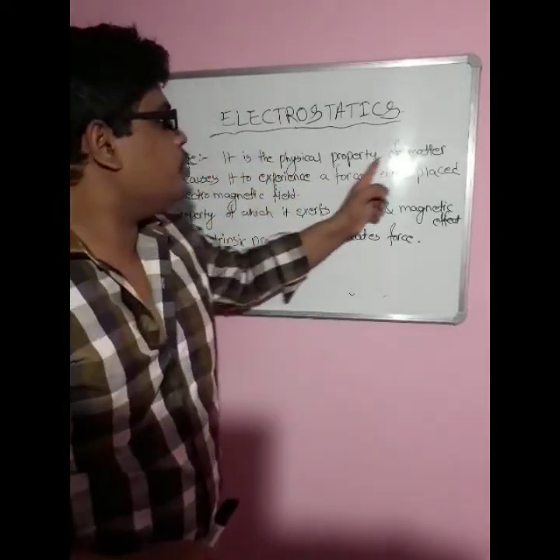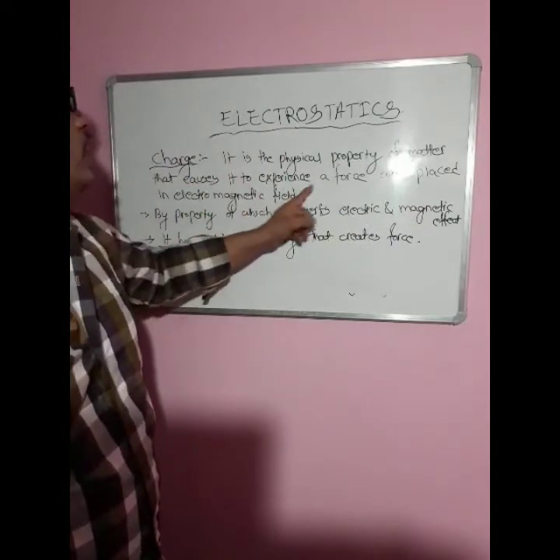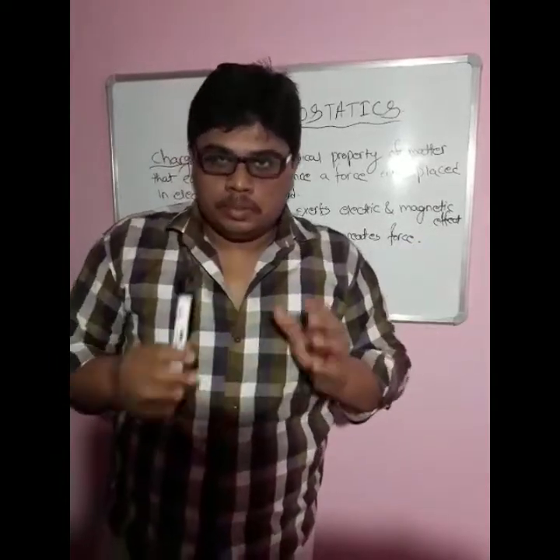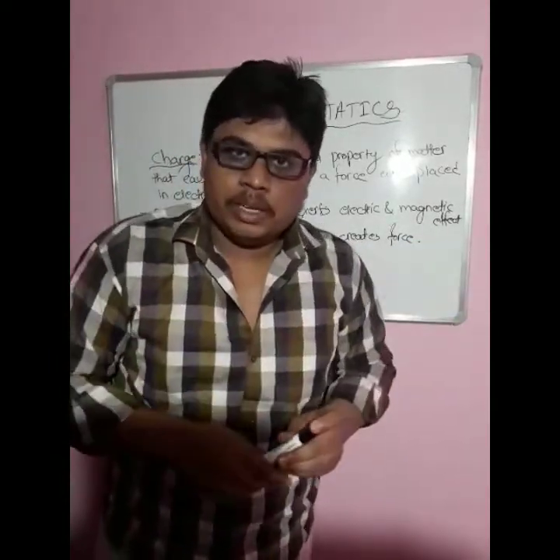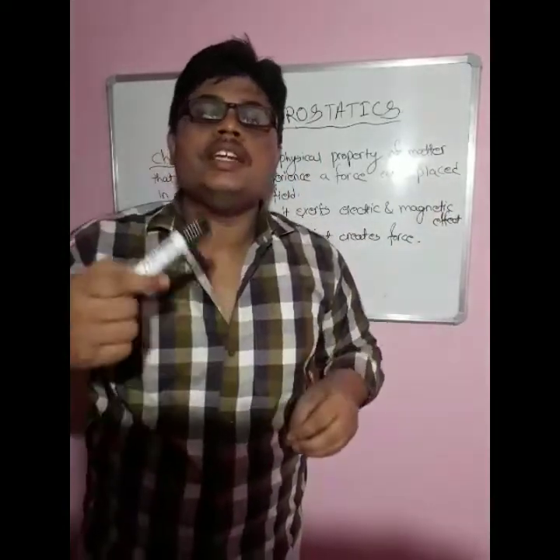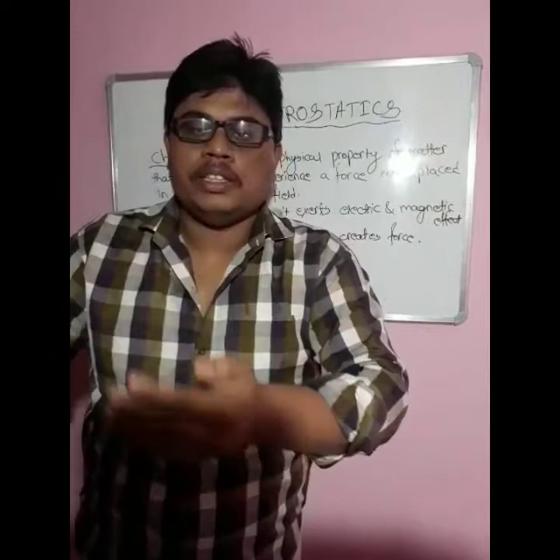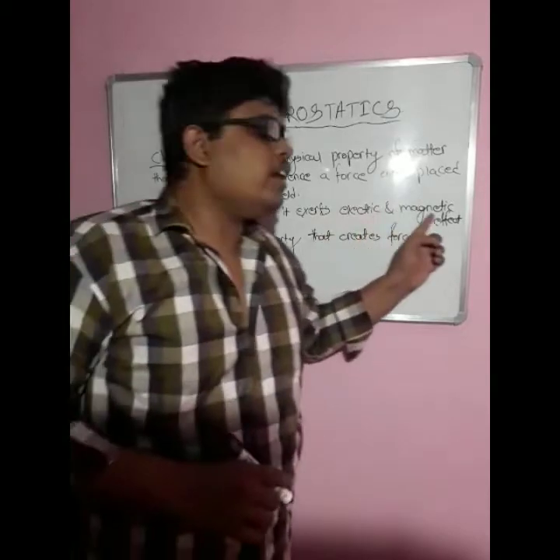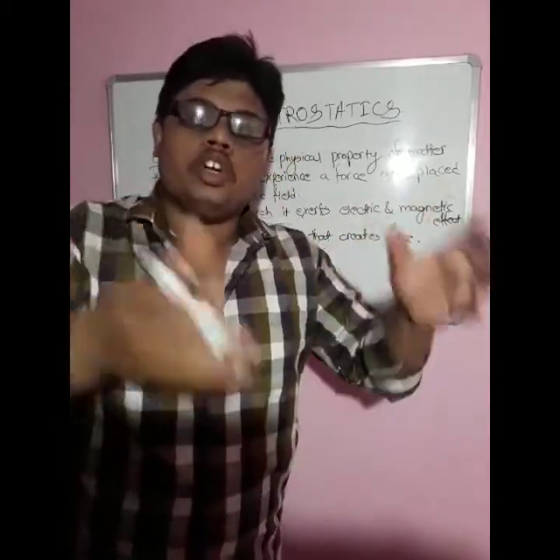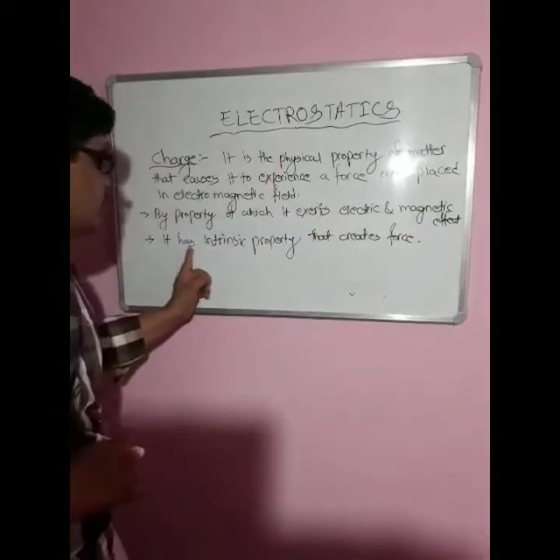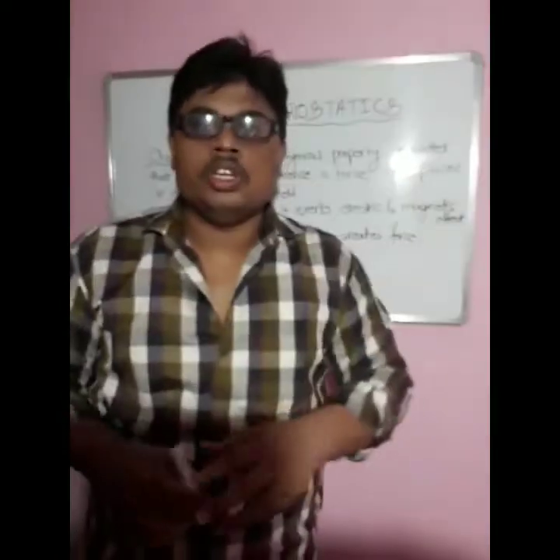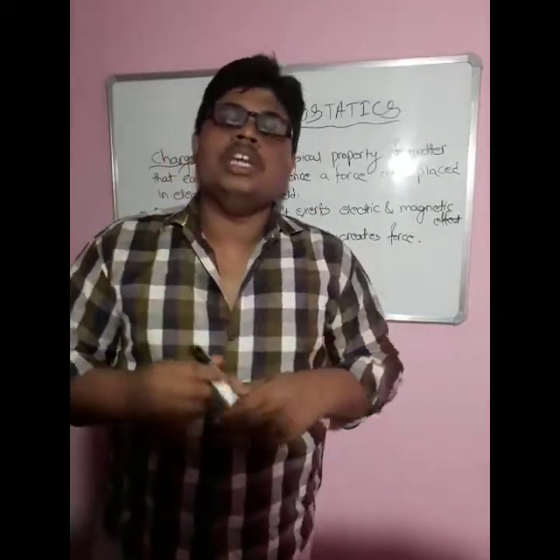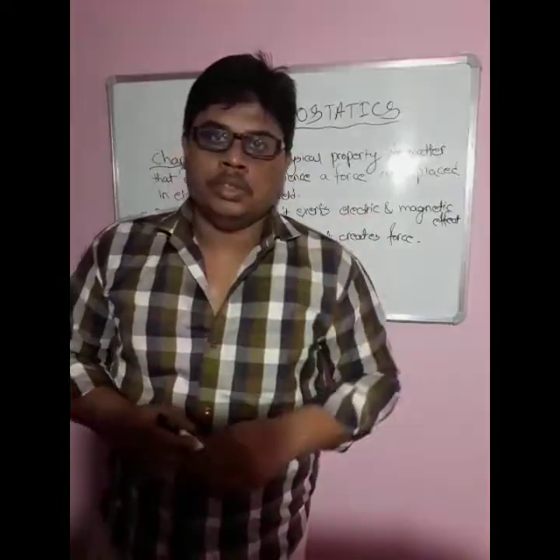See the definition. It is the physical property of matter that causes it to experience a force when placed in an electromagnetic field. Meaning if there is an electromagnetic field and you place a charge, then it can create a force or it can affect the electric field and magnetic field. The second definition says one property of charge is that it exerts electric and magnetic effects. Also, it has an intrinsic property that creates force. Due to this charge, it can create a force, which may be attractive or repulsive.